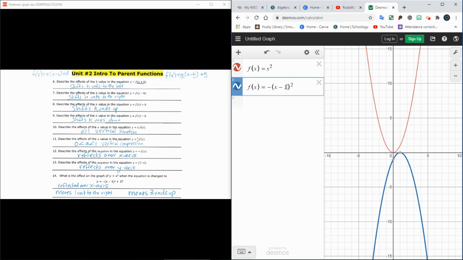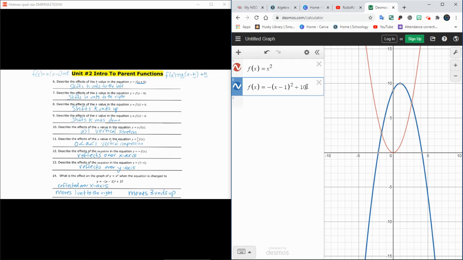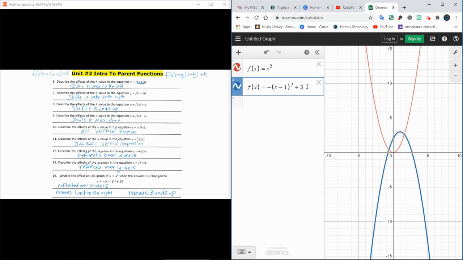Before that, it was just reflected because it was negative. The minus 1 moves it to the right, and then the plus 3 moves it upward. So you see how this orange flipped over? The vertex flipped over, it moved to the right, and then it moved up. That's the effect of this plus 3. If I had done plus 10, it would have moved up 10 units. But since it's only plus 3, it's 3 units. If I had done minus, it would have gone down 3 units, but the plus moves it upward.